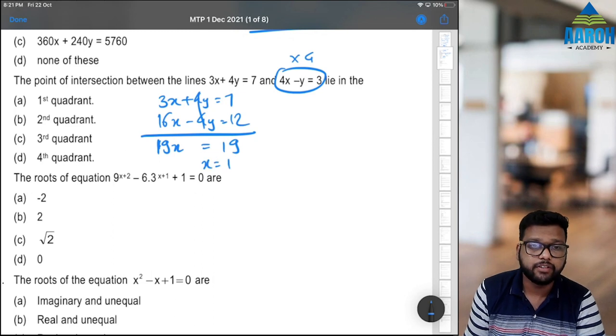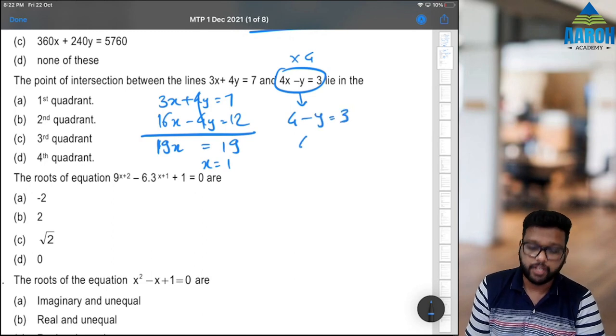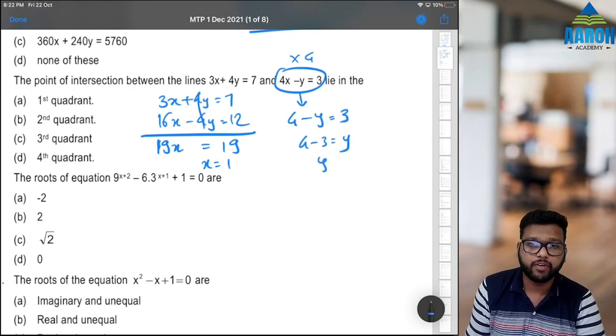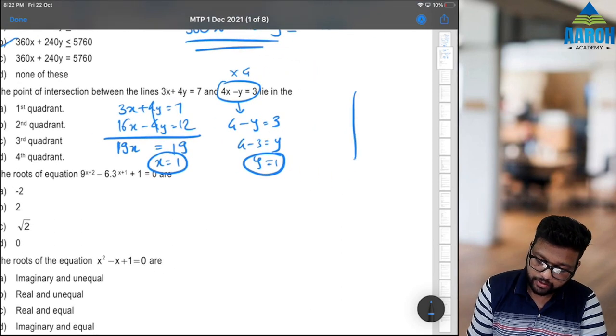So x is 1. If x is 1, then if we put it here, 4 into 1 minus y is equal to 3. That means 4 minus 3 is equal to y. So y is also equal to 1. Now 1, 1, that means x is also positive, y is also positive. That lies in first quadrant.